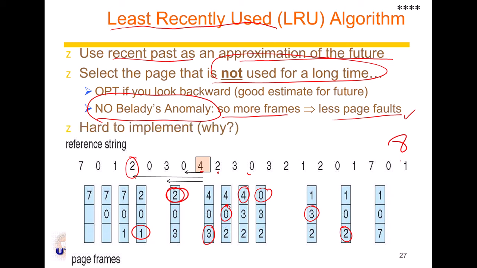Okay, so the problem with that solution, it's great, better than first in first out in most cases. However, it's not easy to implement as we did the first in first out, right? So the implementation is a little bit harder here, and now let's discuss that a little bit, and then we will see some more examples.